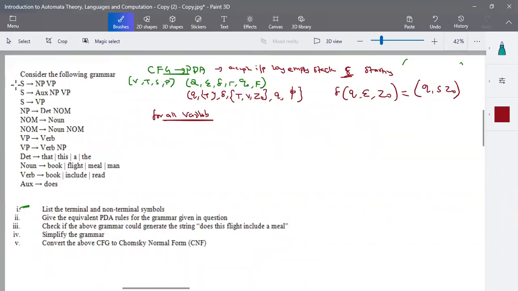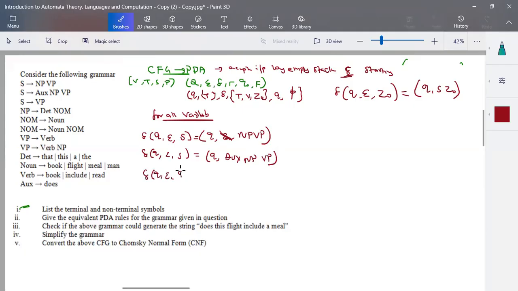For all the variables, first when we consider the variable S, you have to write the transition as Q, without consuming any input symbol. If you have S on the top of the stack, you can push Q, epsilon. Instead of S, you can push the production for it, NP VP. So this is the first production, or you can push the second production, Q comma AUX NP VP into the stack, or Q comma epsilon comma S equal to Q comma VP.